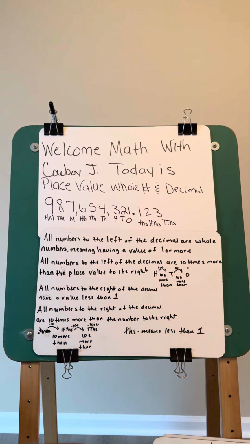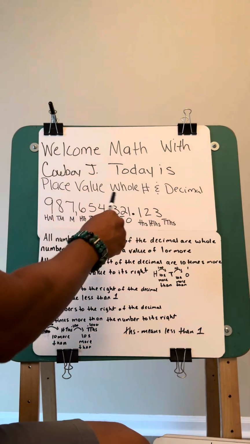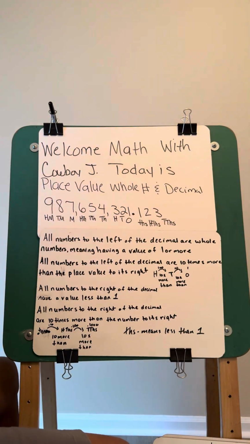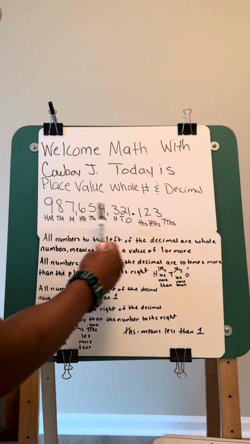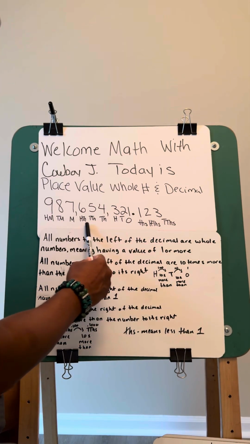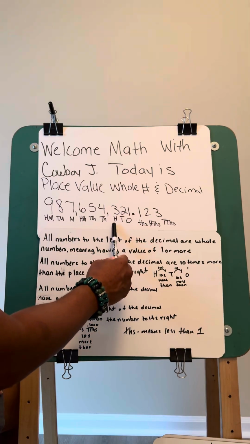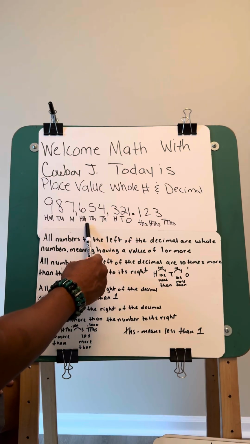Today we are working with place values with whole numbers and decimals. So place value simply tells you the value of a number based on where it is. We've got our basic nine place values, and every three numbers moves you to a different place value.